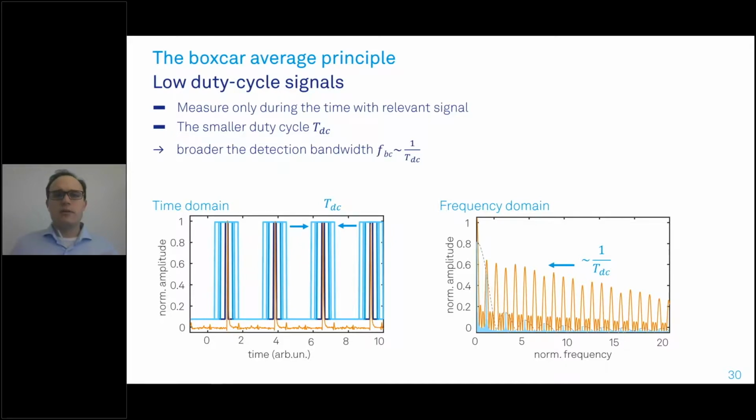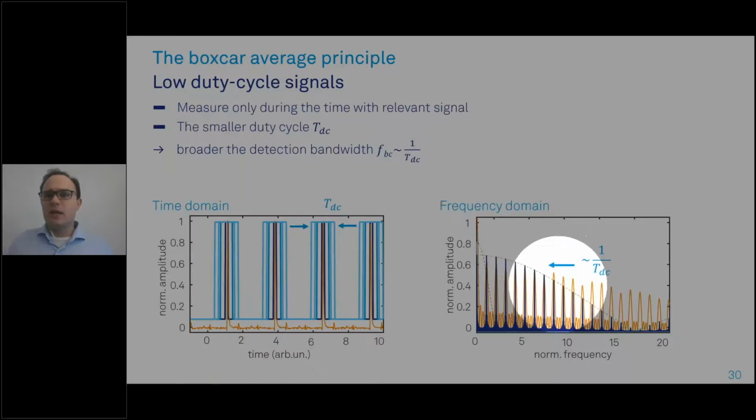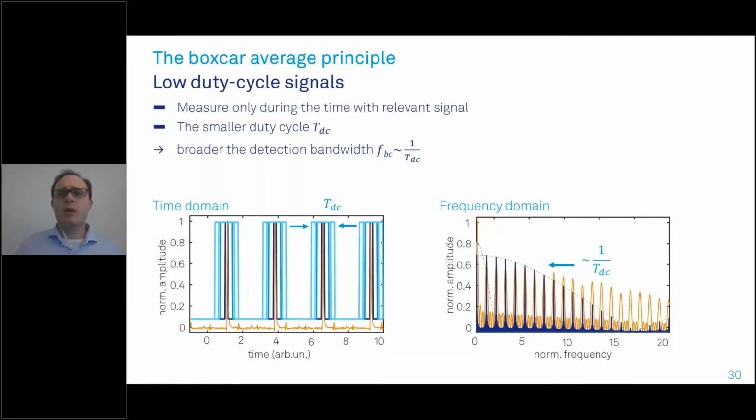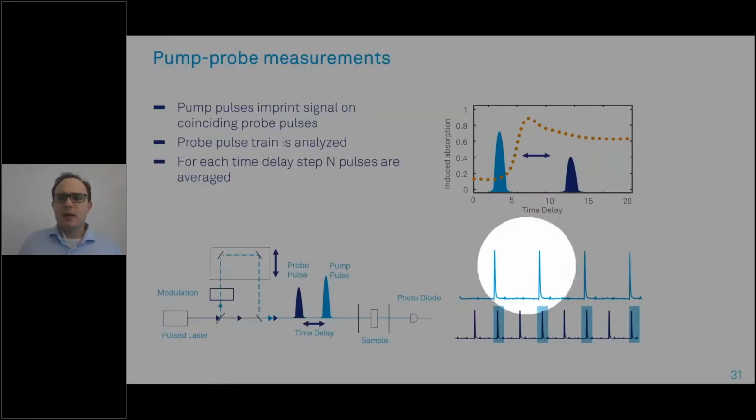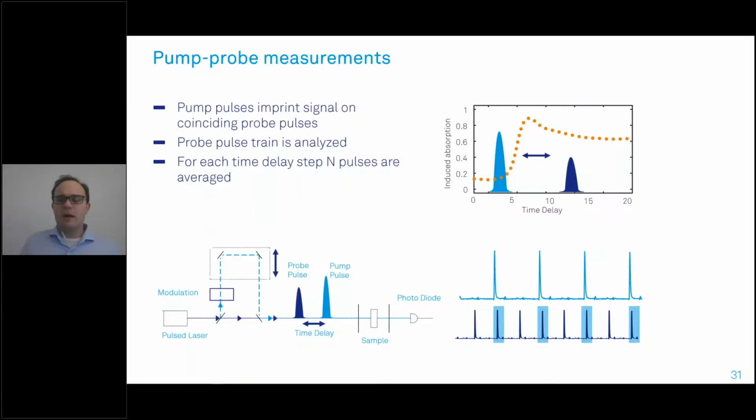So in the boxcar averager, I depict here different boxcar window sizes. And the smaller they get, the further they span out in the frequency, and the broader the detection bandwidth is. Again, this is kind of an ideal solution for our pump probe measurements, where we want to get precisely the signal on every other pulse. Now, every other pulse means we would neglect the pulses without a signal. That's what we don't do.